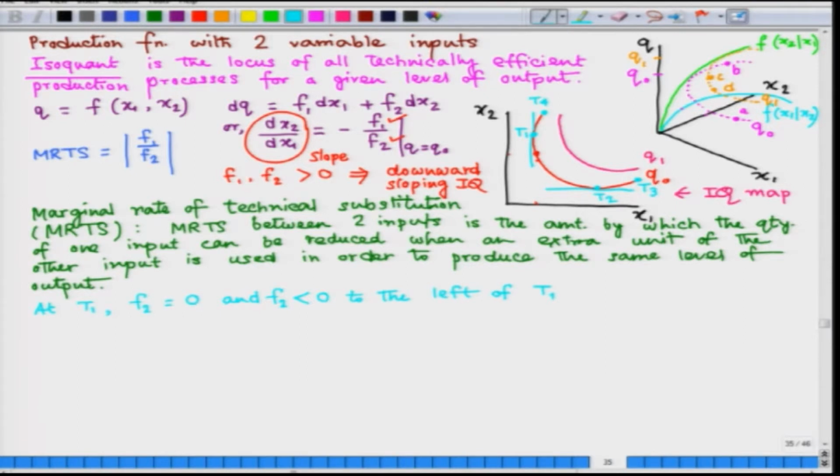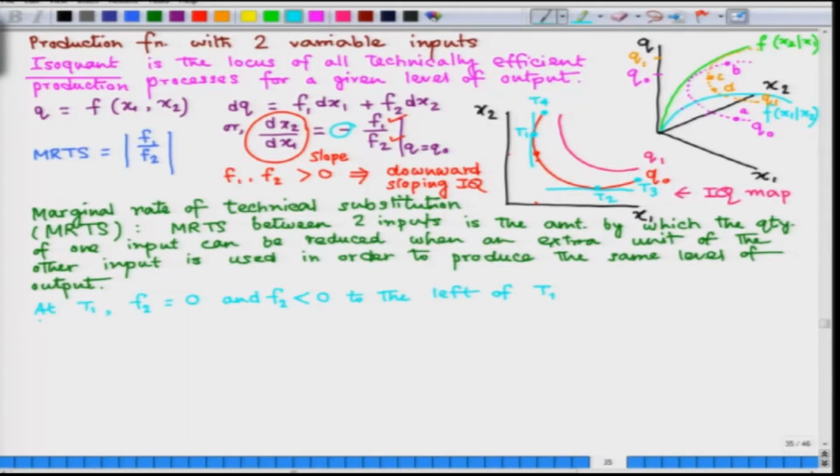So, if that is the case, we see that we have a negative sign in front of the slope, but if one of the marginal products becomes negative, then the slope will become positive, and then we can have an upward sloping isoquant, and this is exactly what we are getting. So, the point T4 here actually lies on the positively sloped isoquant, where we see the marginal product of input 2 is negative. A similar explanation could be given for the point T2 as well.